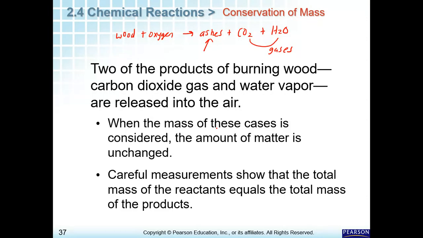So even though it looks like there's a reduction in mass because all I see is the ashes, we actually are going to have the same amount of mass when you start versus when you end. It's just that the rest of the mass is in these gases, and these gases go up into the air. So when we're looking at the law of conservation of mass, we have to make careful measurements because we don't want to lose any gases or anything that might form as a result. Careful measurements show the total mass of the reactants is going to be equal to the mass of the products.